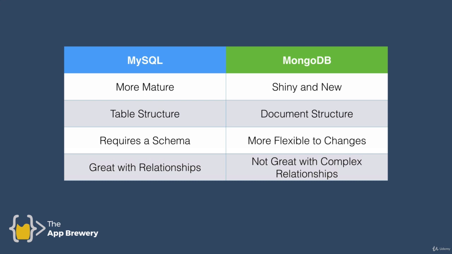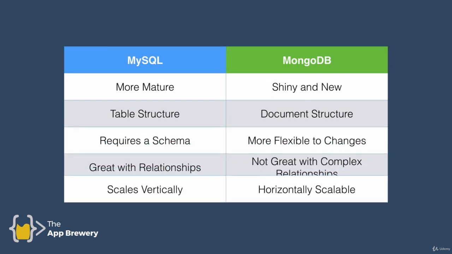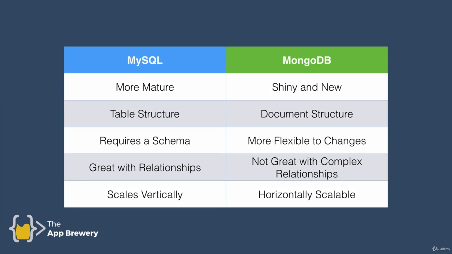The last point, as we mentioned earlier on, is that SQL databases tend to scale vertically. So you tend to need more infrastructure, it's more costly. Whereas with MongoDB and other NoSQL databases, they can scale horizontally and allow for a more distributed structure, which makes it much easier to scale.